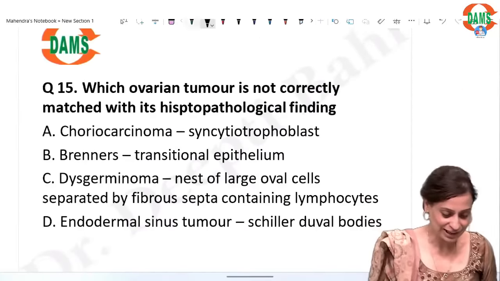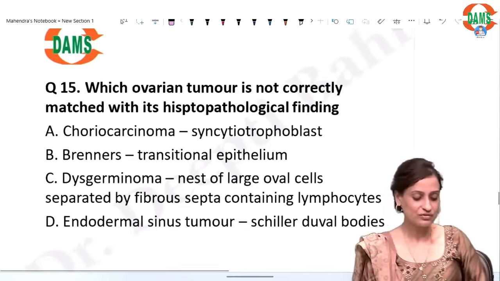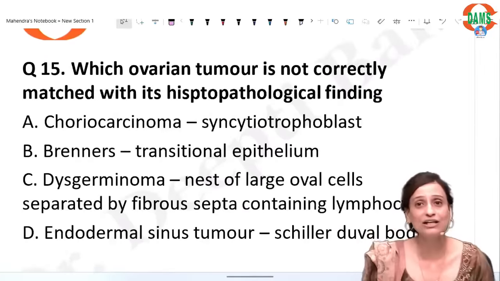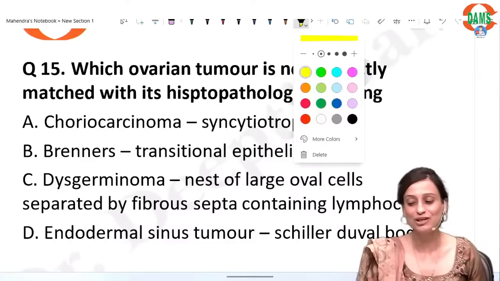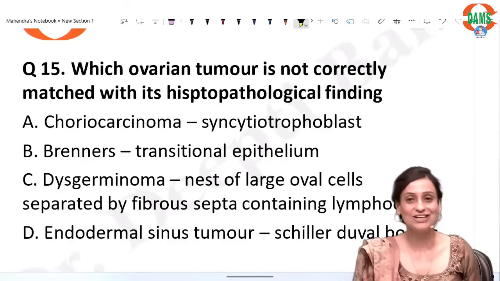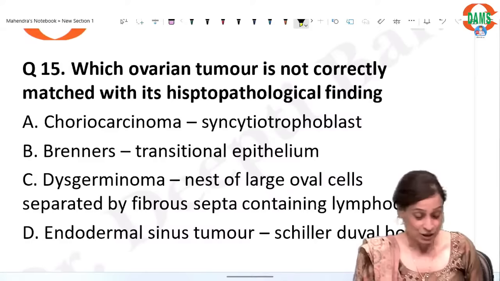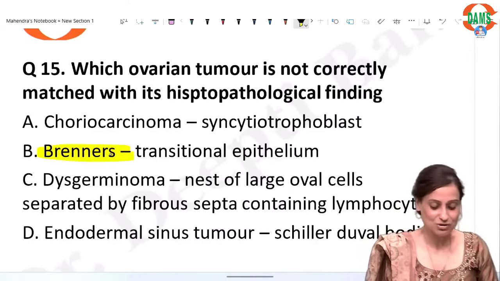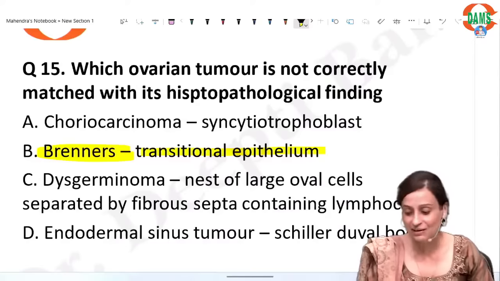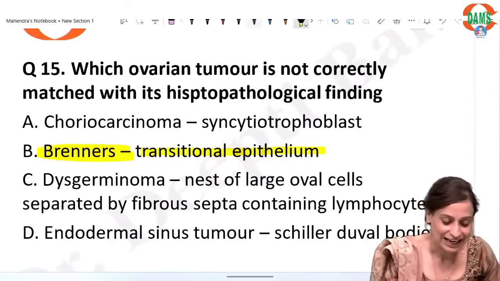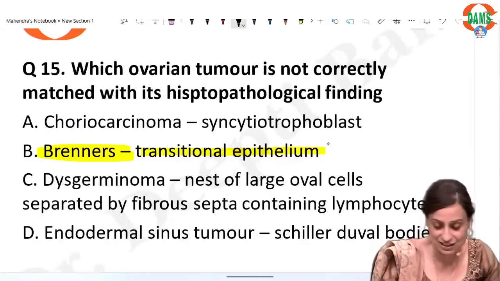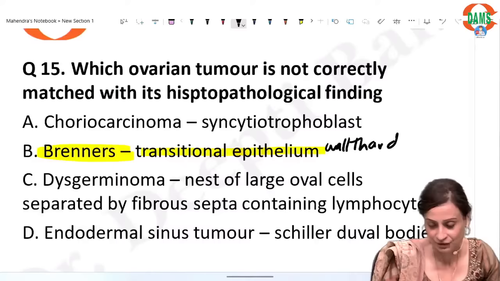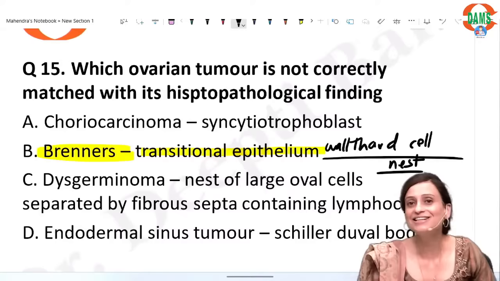Okay, again, something that the AIIMS people are fond of asking. So which ovarian tumor is not correctly matched with the histopathological finding? So quickly commit your answers and then I will start discussing. So what are the answers? So let's look at this. Brenner's tumor. Do you see transitional epithelium? That is absolutely right. And what is this histopathological finding called as? It is called as Walthard cell nest. Okay. Walthard cell nest.